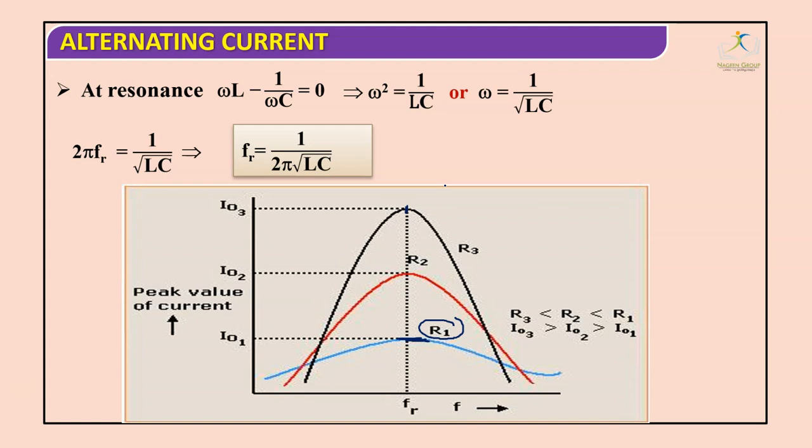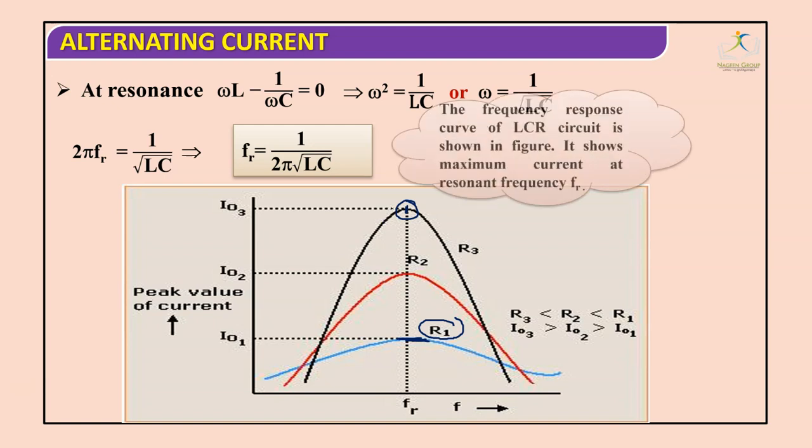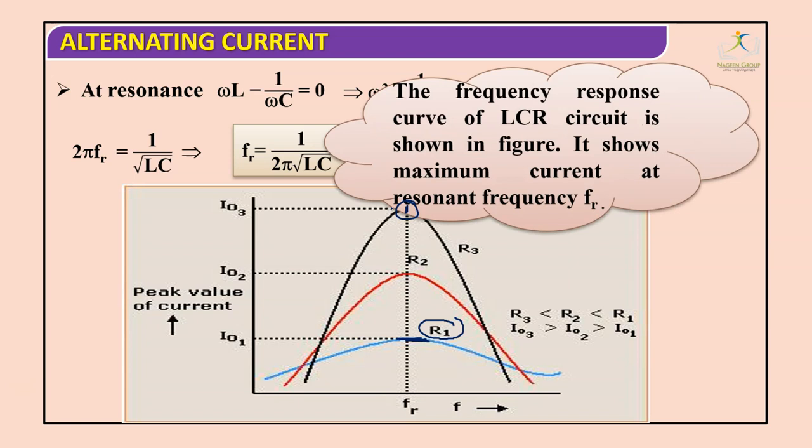And by their relation, we can say at this particular point we are able to hear the particular sound. If I'm taking the example of sound, at the clear sound, the peak will be high. Understood? So this is for resonance. The resonance frequency response curve of the LCR circuit is shown in this diagram. It shows the maximum current at the resonant frequency, because this is the I, as you can see, this is the maximum current. So this is actually the resonance situation.